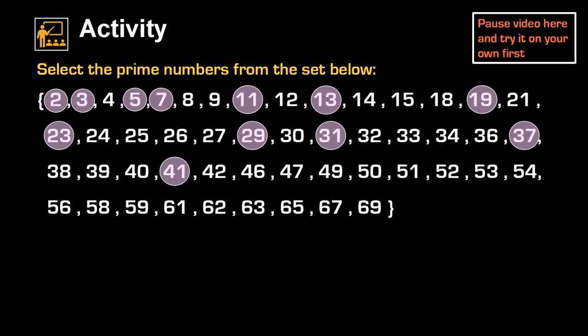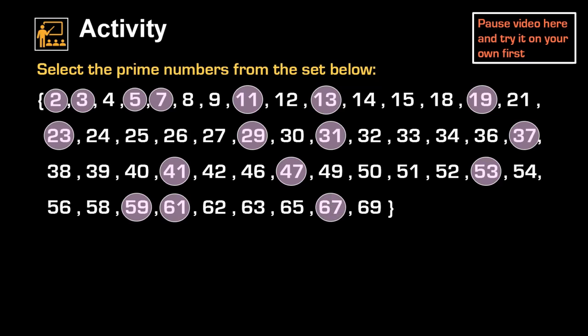47 is a prime number. We have 53 as a prime number. And then we've got 59 because it also has only two factors, 1 and 59. We have 61 as a prime number. And the last one we have 67 as a prime number.